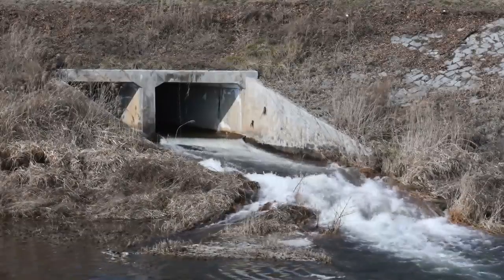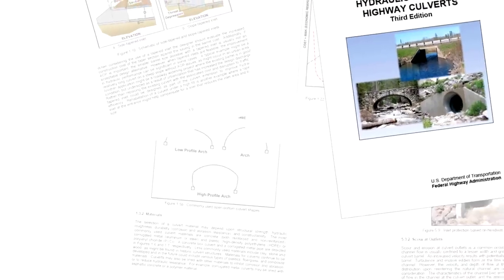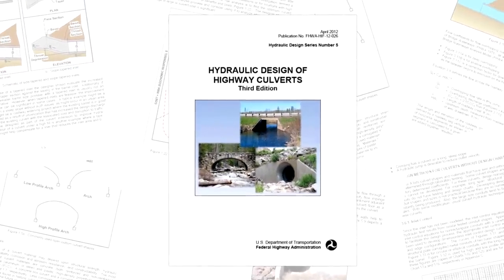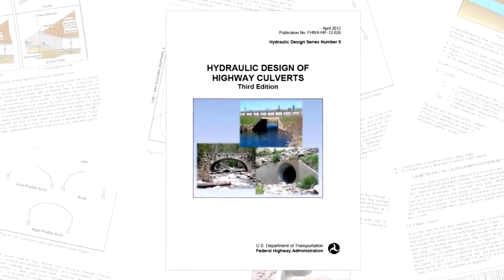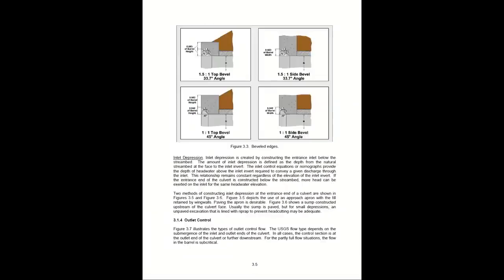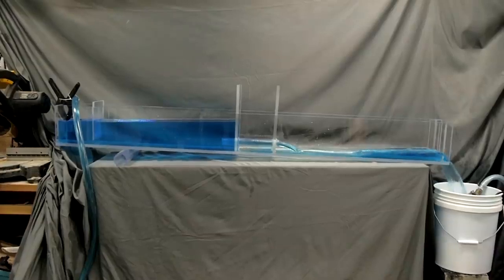I know what you're thinking, just a pipe under a road, how complicated could it be? Well, allow me to introduce you to the U.S. Federal Highway Administration's Hydraulic Design of Highway Culverts, 3rd edition. Yes, you're seeing that right, 323 pages of wonderful guidelines on how to get water to flow under a road. But worry not, because I've taken my favorite parts of this manual and built a demonstration so you can appreciate the modern marvel that is the highway culvert as much as any red-blooded civil engineer.